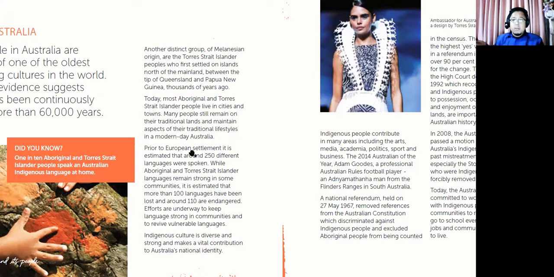In modern-day Australia, prior to European settlement, it is estimated that around 250 different languages were spoken. While Aboriginal and Torres Strait Islander languages remain strong in some communities, it is estimated that more than 100 languages have been lost and around 110 are endangered. Efforts are underway to keep language strong in communities and to revive vulnerable languages. Indigenous culture is diverse and strong and makes a vital contribution to Australia's national identity.